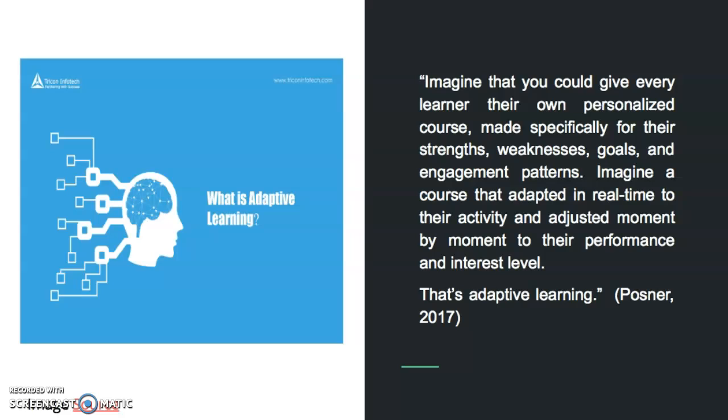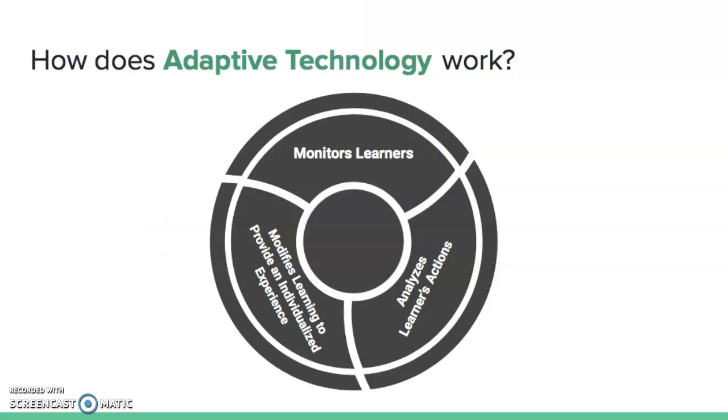Adaptive technology allows educators to meet the needs of all learners in an innovative way. It works by modifying instruction for the learner to provide a personalized learning pathway. These technologies allow courses and instruction to be modified in real time. Adaptive technology works by monitoring learners, analyzing their actions in order to modify the learning experience for each student.